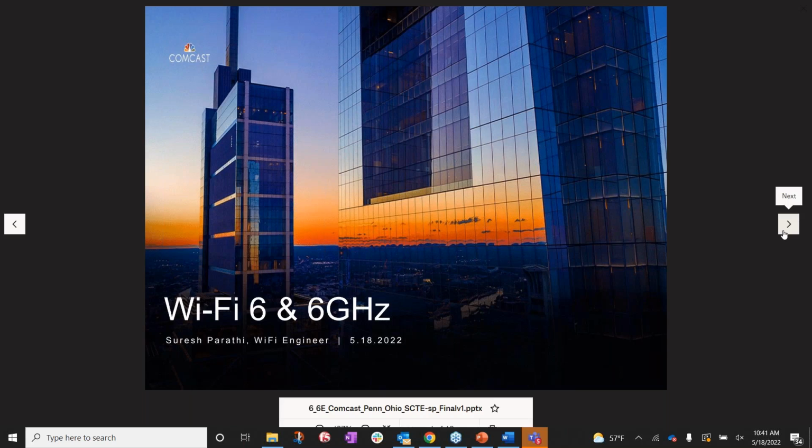Thanks, Colleen, for giving me the introduction, and thanks, Mike, for giving us an opportunity to talk on Wi-Fi 6 and 6 gigahertz. My name is Suresh Parathi, and I work for Comcast as a Wi-Fi engineer. For quite some time, maybe for the past 10 years, I've been working on this protocol, on different standards and specifications. In recent times, I was working on 11ax and the 6 gigahertz.